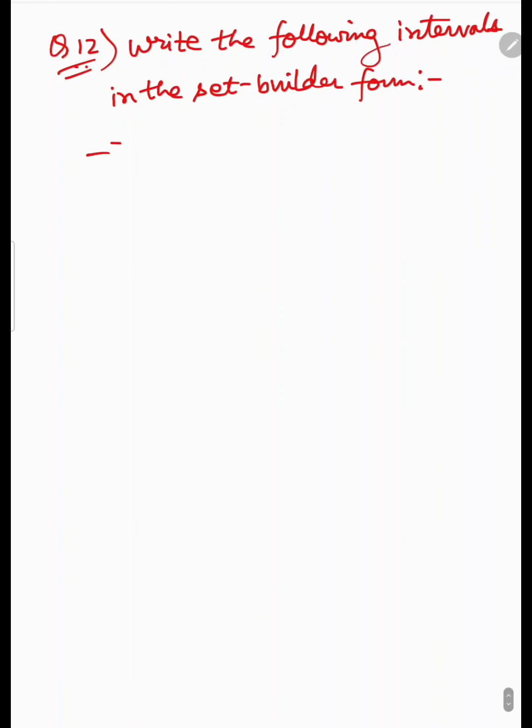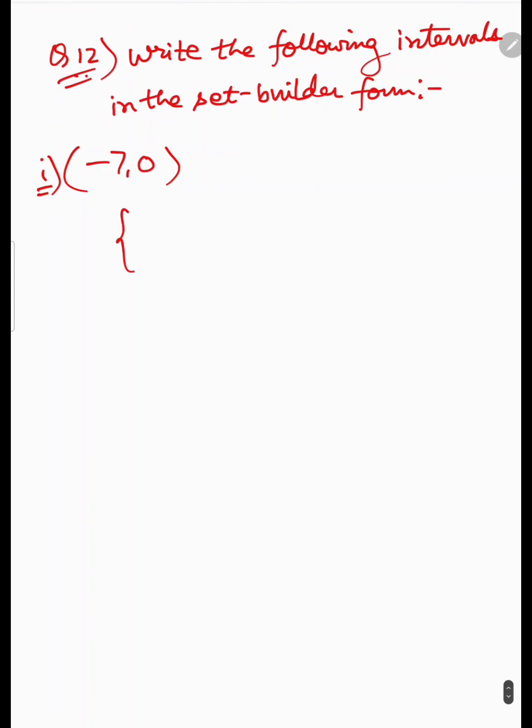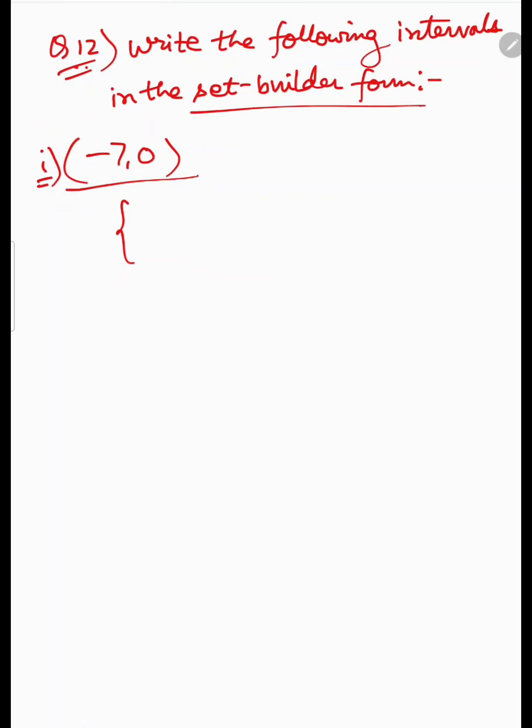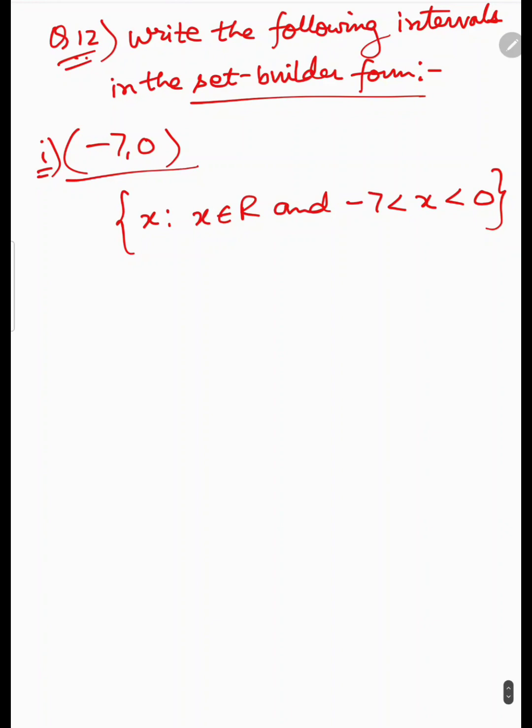Write the following intervals in the set builder form. So (-7, 0) क्या होगा, सेट बिल्डर फॉर्म में इसको लिखना है. सिंपल है, बहुत सिंपल है. The set of all x such that x belongs to real number and -7 से बड़ा होगा x और 0 से छोटा होगा. x will be greater than -7 and less than 0 and both are excluded. That means equal to sign will not be given. equal to sign यहाँ पर नहीं होगा क्योंकि दोनों -7 और 0 दोनों ही excluded हैं.